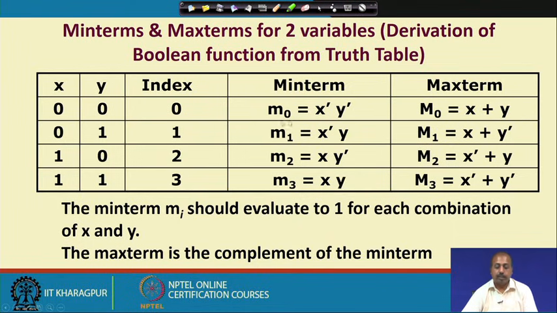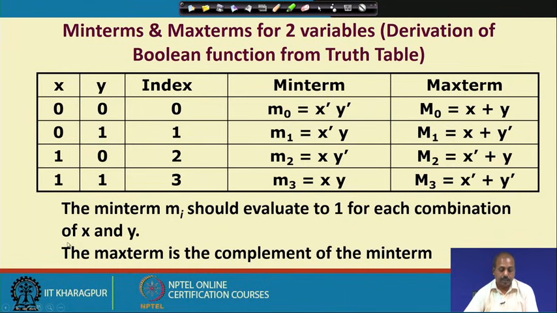So, you note here that while writing the max term, if the value of the variable is 0, we are taking it in uncomplemented form. That is the convention that we have to follow, and whenever the value of the variable is 1, we are taking it in the complemented form. Whereas, for writing min terms, when the variable is in true form, we are writing it in true form, and when it is in complemented form, like say 0 0, we are writing it as x bar y bar.